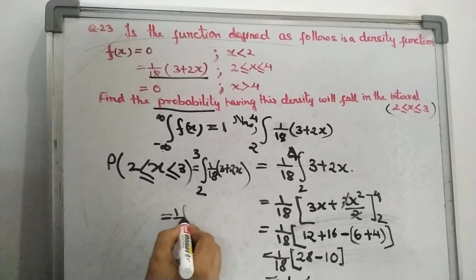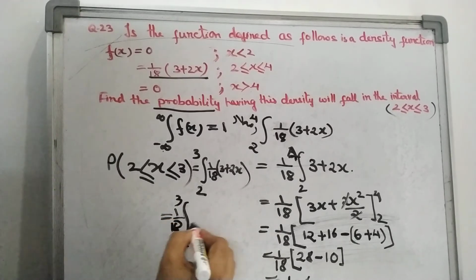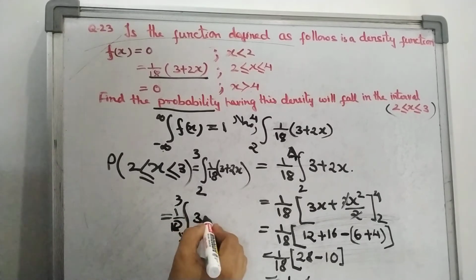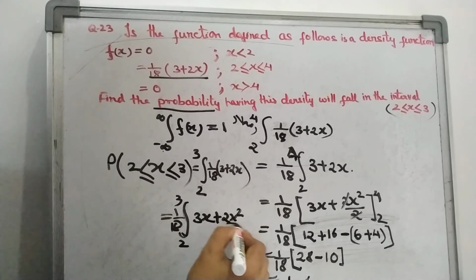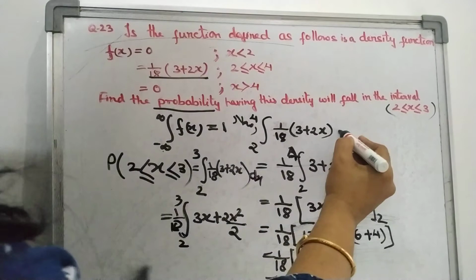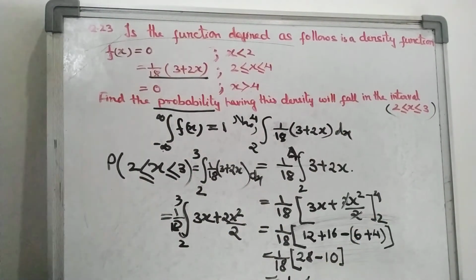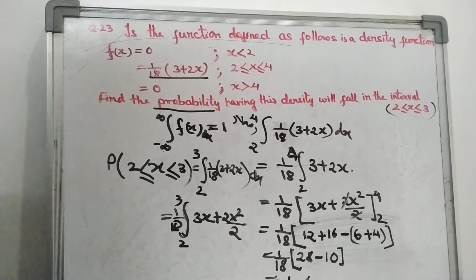It is 1/18, take it outside, then again 3x + 2x²/2. When we do the integration, you must write dx, here also dx, I forgot. So we have done the integration. Now you put the upper limit and lower limit and find the value. Thank you.